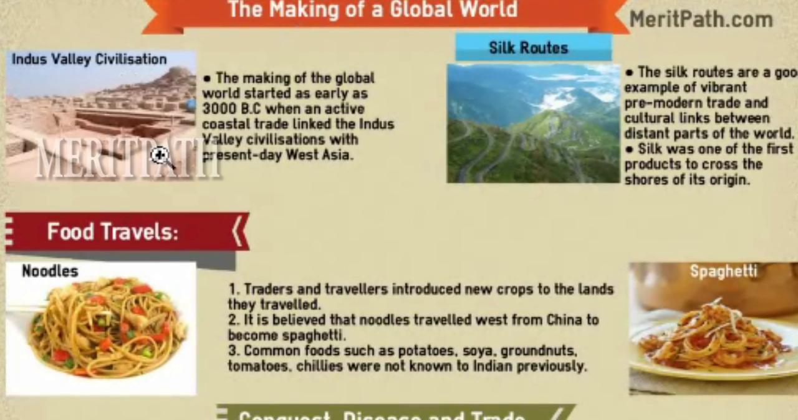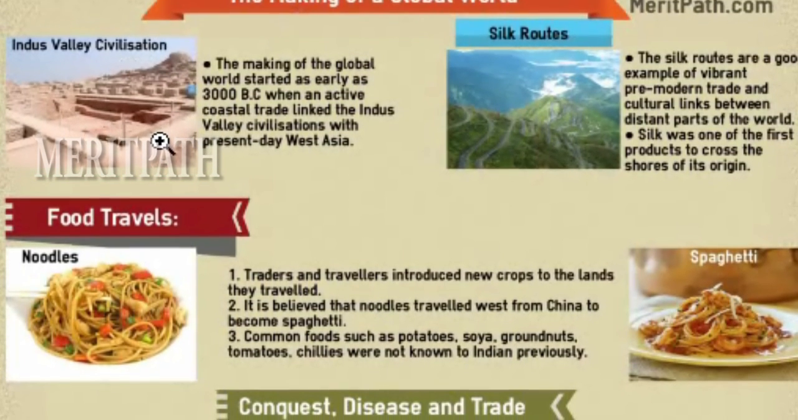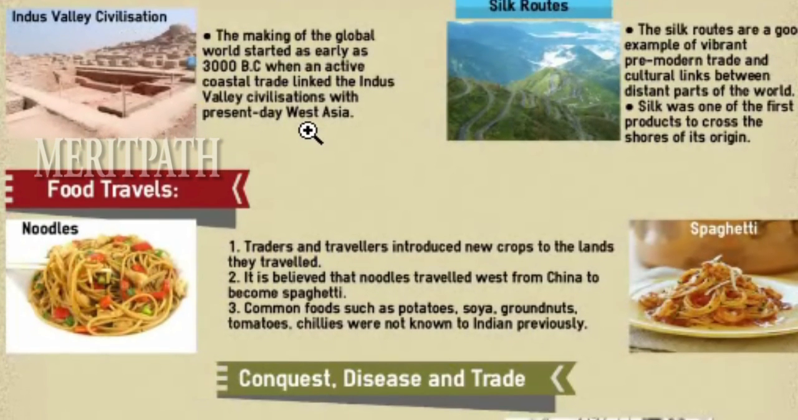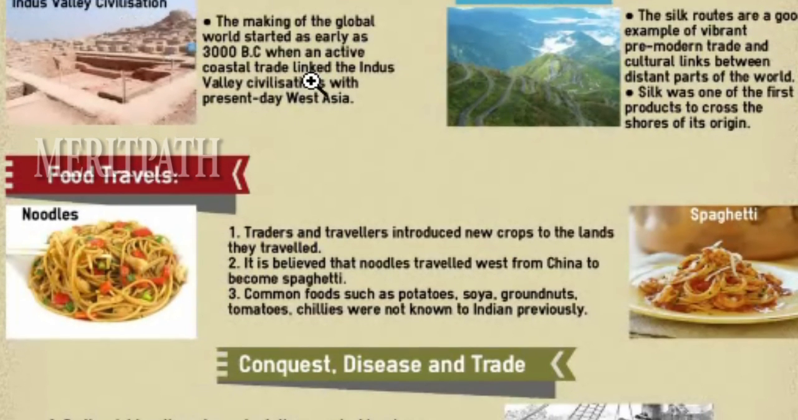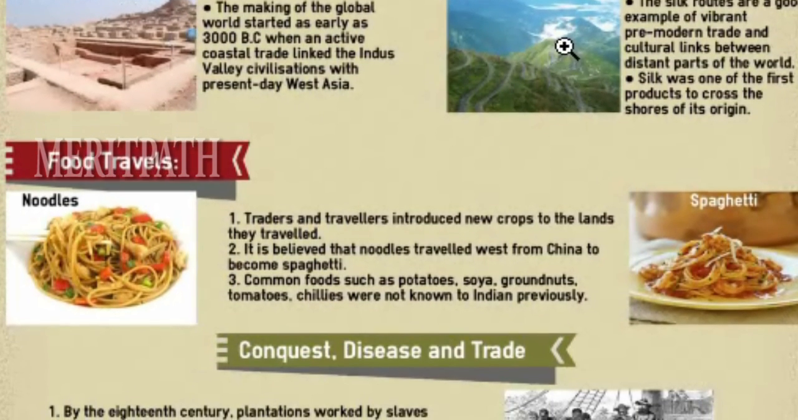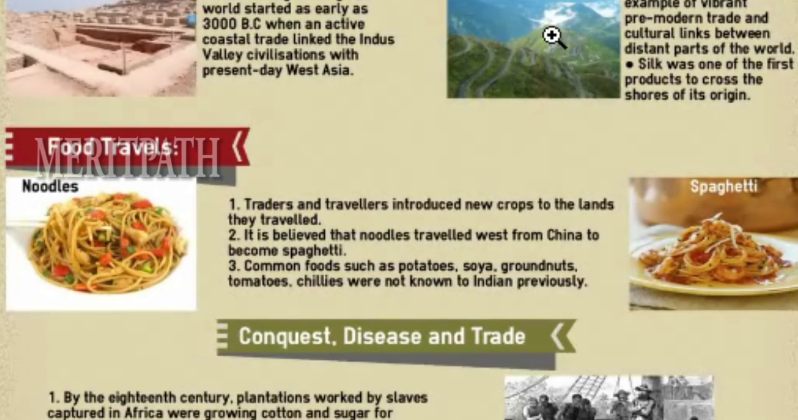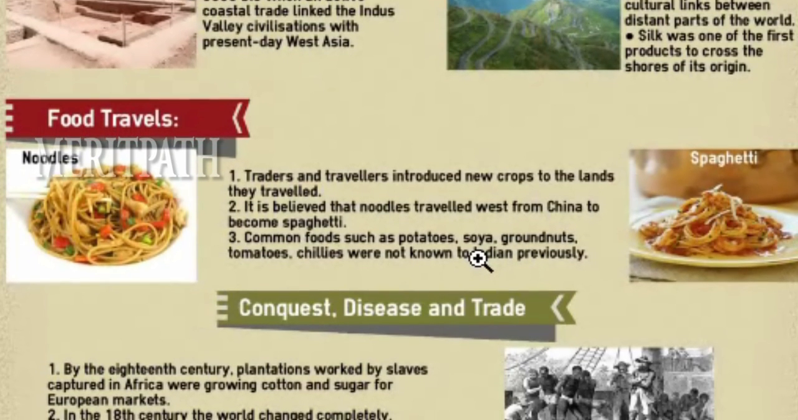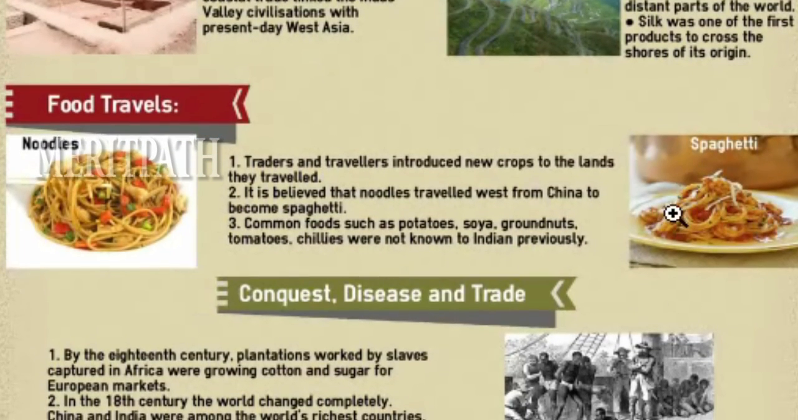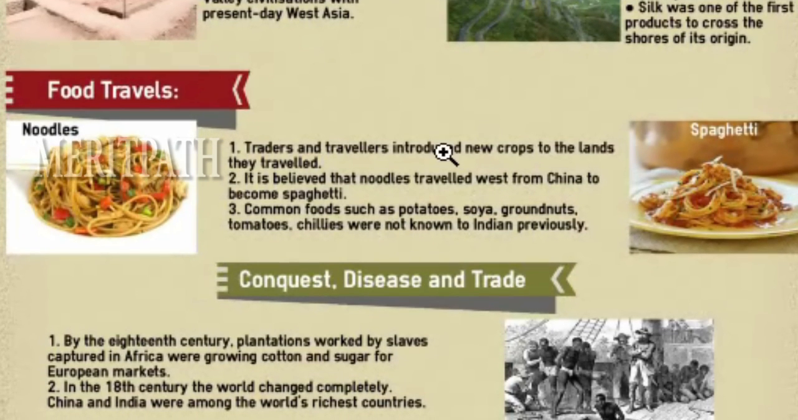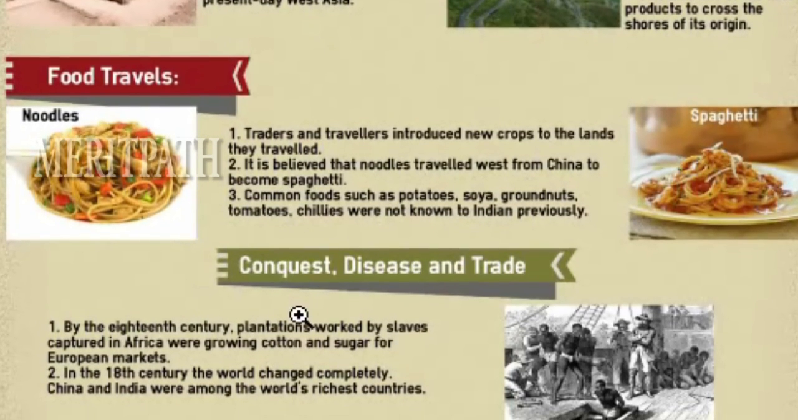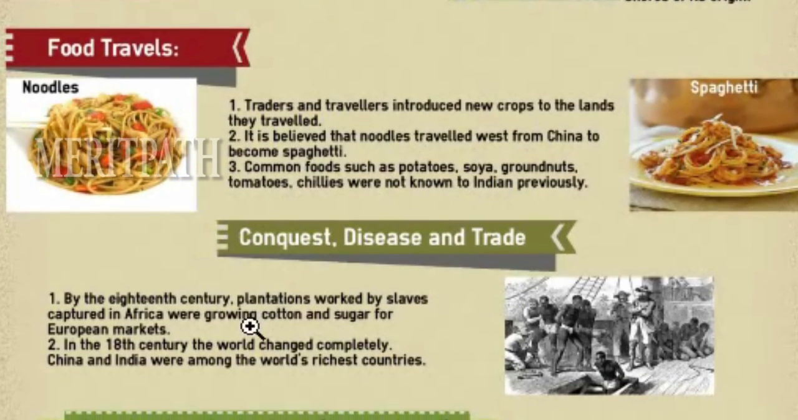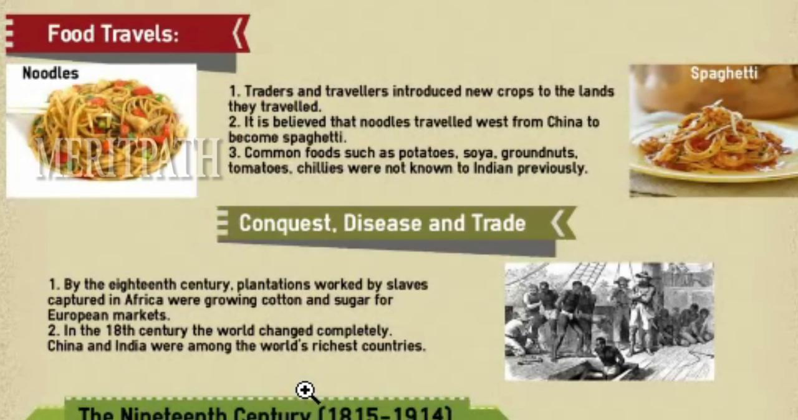These are the ruins of Indus Valley civilization. The making of a global world started as early as 3000 BC when an active coastal trade linked the Indus Valley civilizations with present-day West Asia. The various silk routes. Silk was one of the first products to cross the shores of its origin. It is believed that noodles traveled west from China to become spaghetti. Traders and travelers introduced new crops to the lands they traveled. Conquest, disease and trade. By the 18th century, plantations worked by slaves captured in Africa were growing cotton and sugar for European markets.